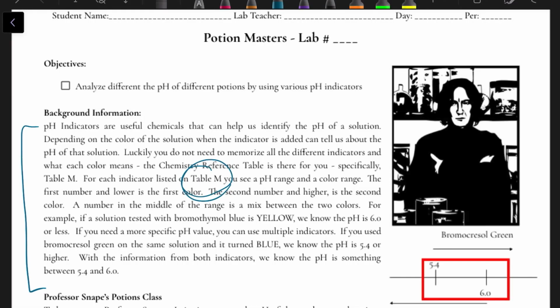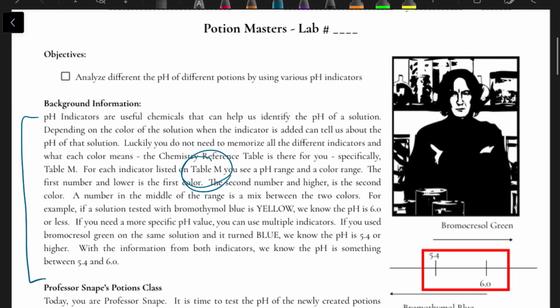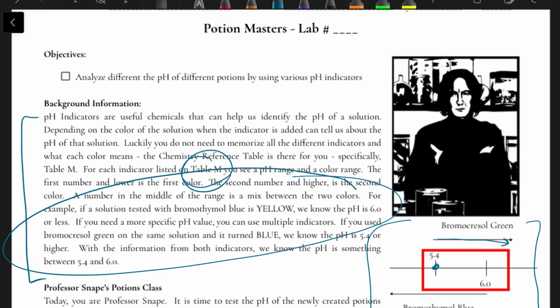So it walks you through how to use Table M and how to use two different indicators to find a smaller range of pH. This is what I like to call the number line method, which is what you will need later on. If you know what one thing is using one indicator and what one thing is using a different indicator, you're able to find that smaller range. Again, it's mentioned in more detail there.